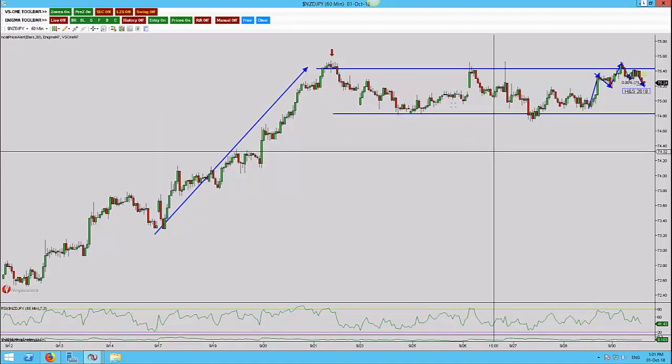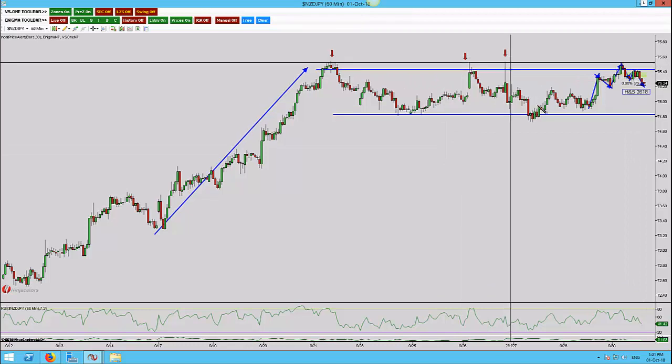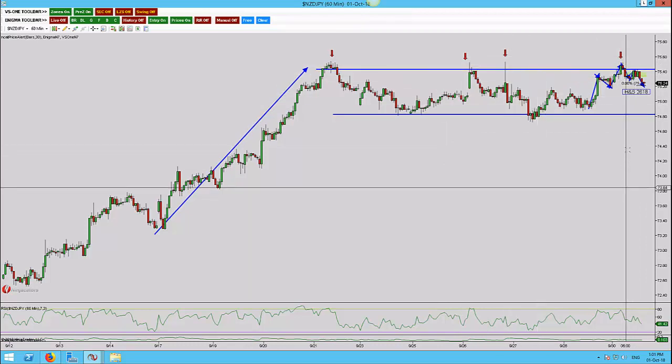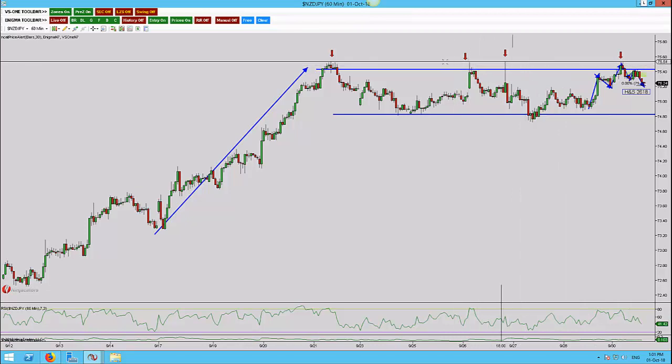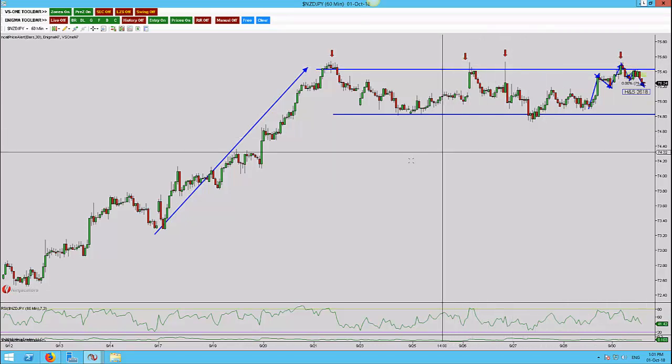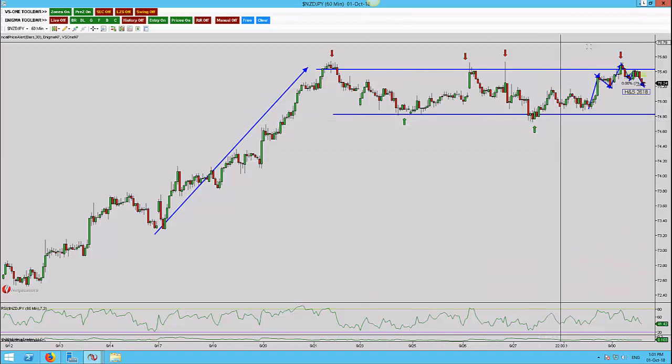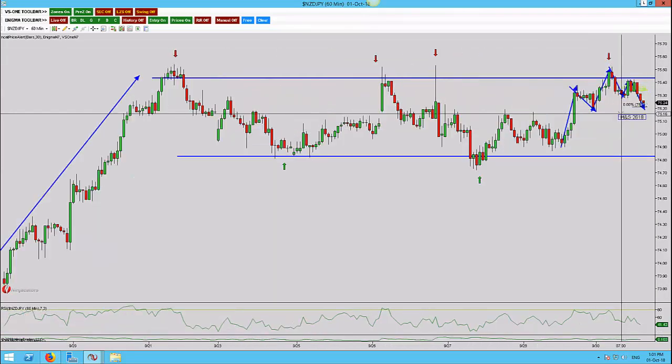Okay, so here it is. You can see we've had 3 touches on the top. We have had a 4th touch there, but we did not close above the wicks of the candles. We've also had 2 touches on the bottom, and I believe that we can come down for a 3rd touch.